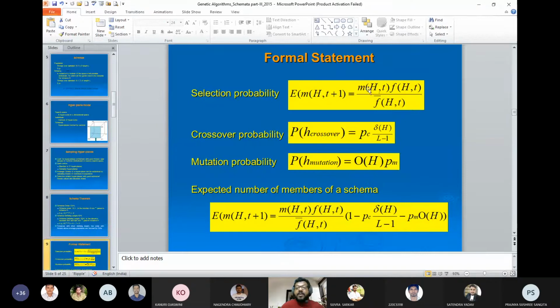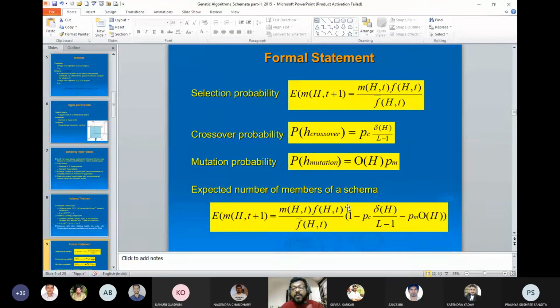Then we'll be calculating the number of members we have in that population. Then F of H,T is the frequency with which that particular schema appears, divided by the average number of that particular schemata appearing. Okay, we'll come to the detailed discussion. So this is a formal statement. Sometimes it is confusing how to know the terms and how to get the details of that.